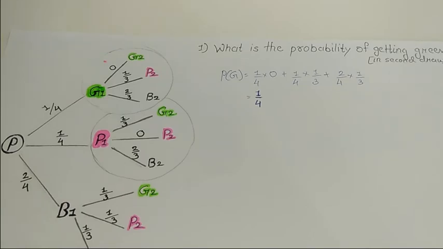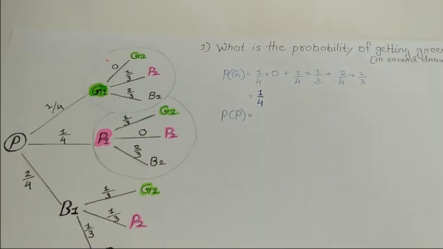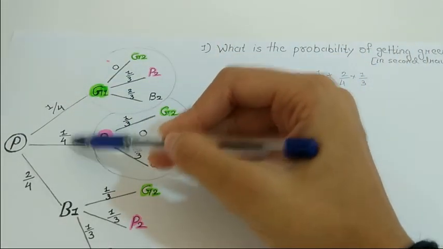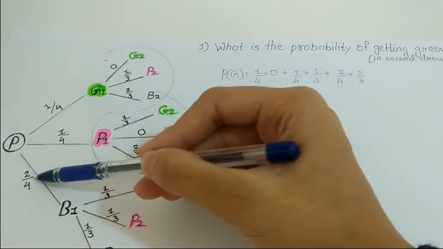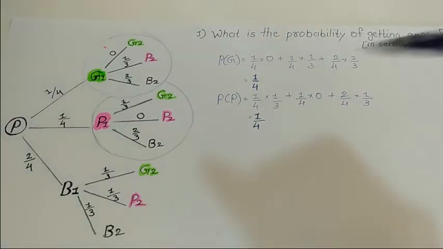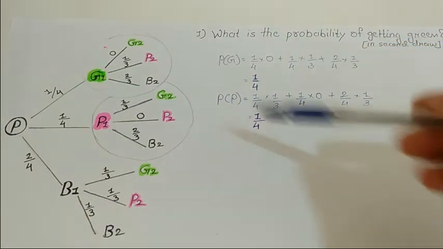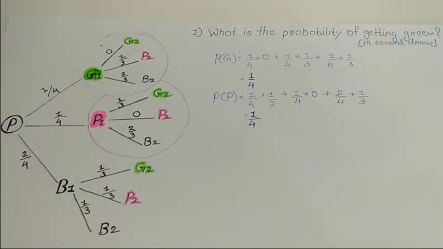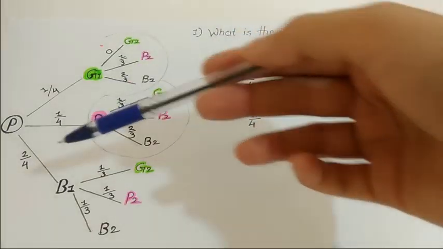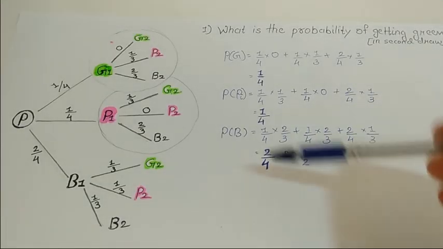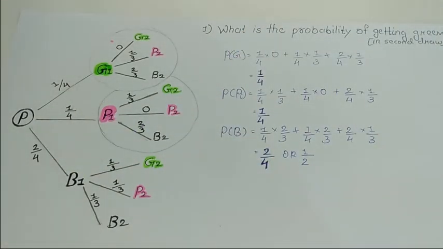Similarly, probability of getting a pink will be 1 by 4 into 1 by 3 plus 1 by 4 into 0 plus 2 by 4 into 1 by 3, which again comes out to be 1 by 4, and this is equal to the probability of getting pink. And so the probability of getting a black will be 2 by 4 or 1 by 2, which is again equal to 2 by 4 here.